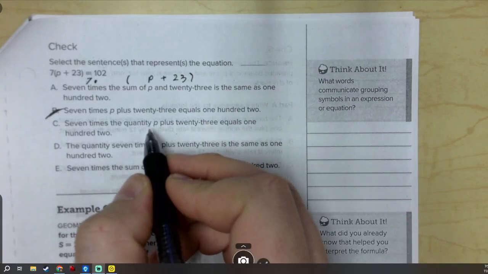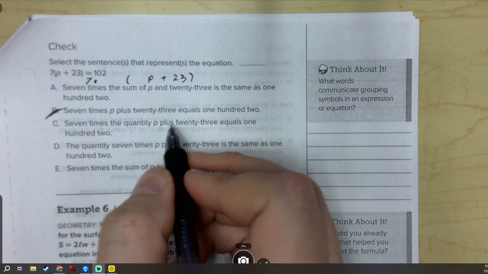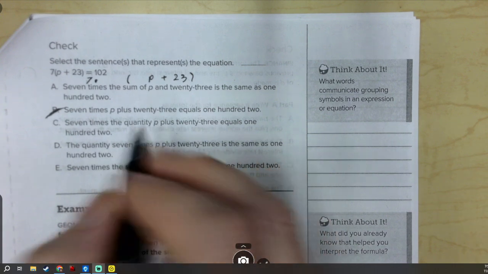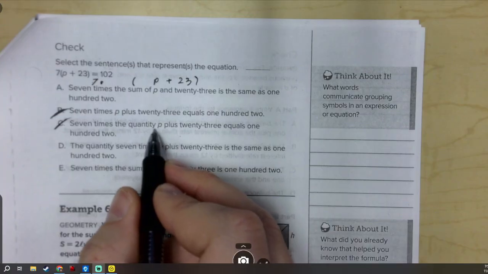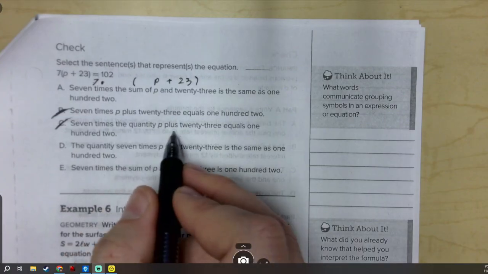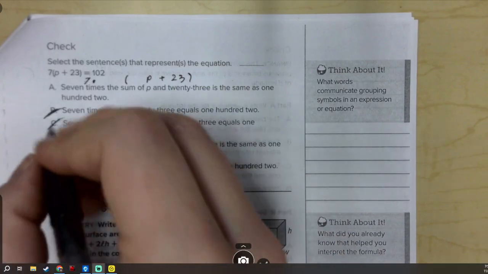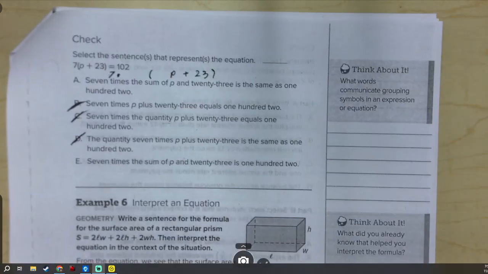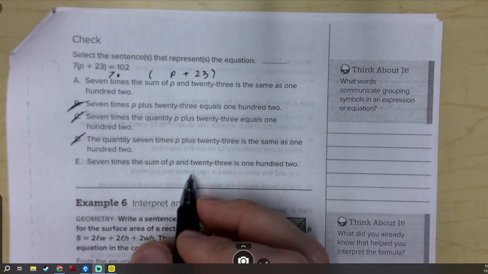Now this one, I'm going to be nitpicky here. This doesn't say the quantity of p plus 3. It just says the quantity p. So we're going to get rid of that one. This says 7 times the quantity p. Again, it's just saying p is the number plus 23. That's the quantity 7 times p. Absolutely not. 7 times the sum of p and 23.